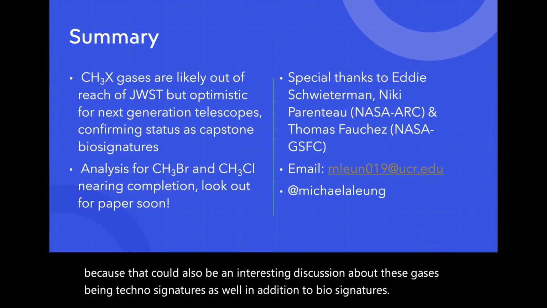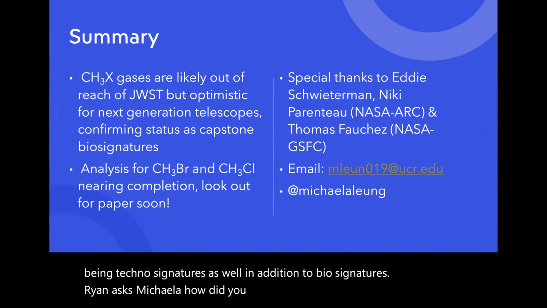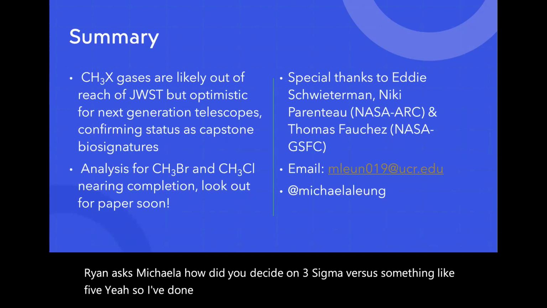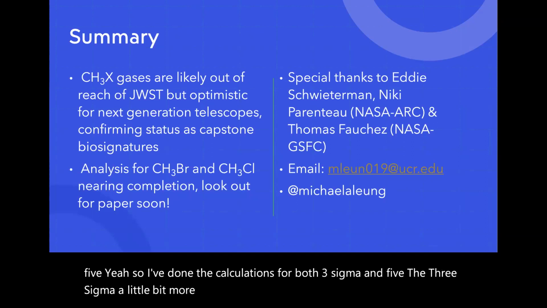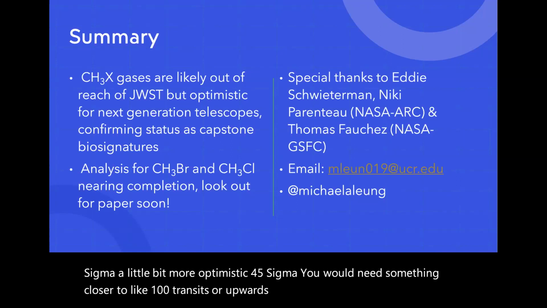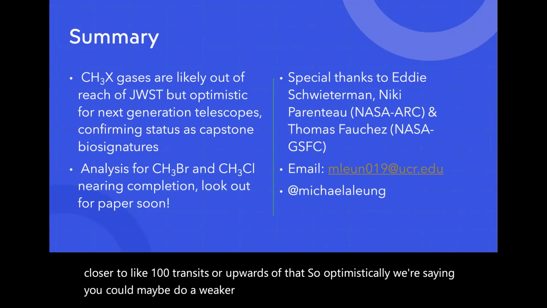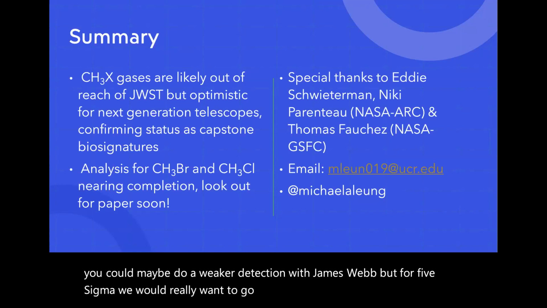Ryan asks, Michaela, how did you decide on 3 sigma versus something like 5? Yeah, so I've done the calculations for both 3 sigma and 5. The 3 sigma are a little bit more optimistic. For 5 sigma, you would need something closer to like 100 transits or upwards of that. So optimistically, we're saying you could maybe do a weaker detection with James Webb, but for 5 sigma, we would really want to go to next generation concepts.